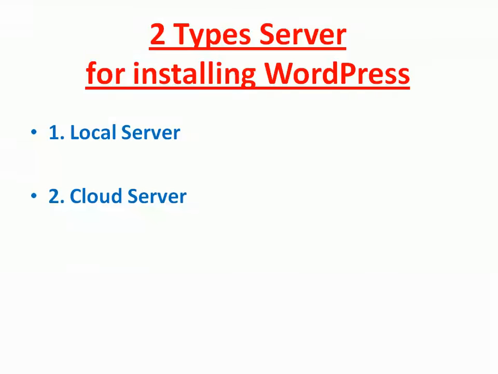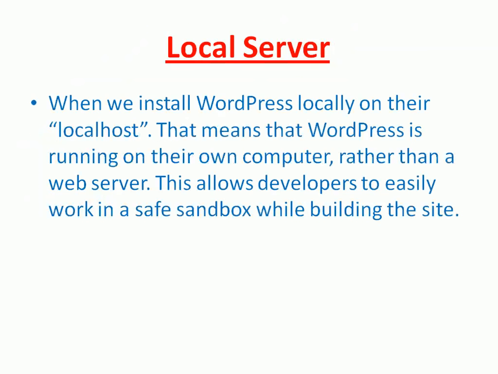For installing WordPress, you require two types of server. One is a local server, another one is a cloud server. What is a local server? When we install WordPress on our localhost, that means WordPress is running on your own computer rather than on a web server. This allows developers to easily work in a safe sandbox while building the site.